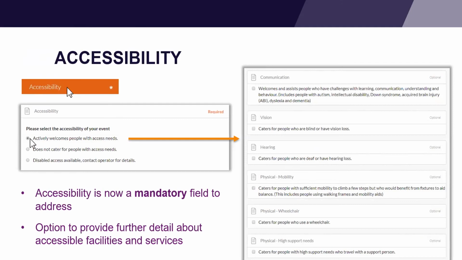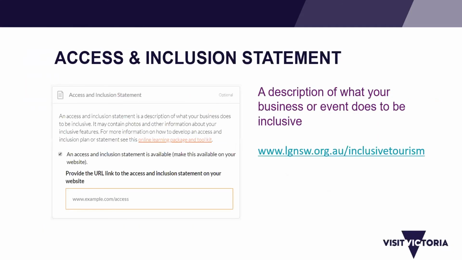Accessibility is now a mandatory field to address for all listing categories. So operators will need to select one of the above responses on the left. Operators who select the first response will be able to provide further optional information about their accessible facilities and services under the fields on the right-hand side of the screen. So these cover general access, communication, vision, hearing, physical, and allergies and intolerances.